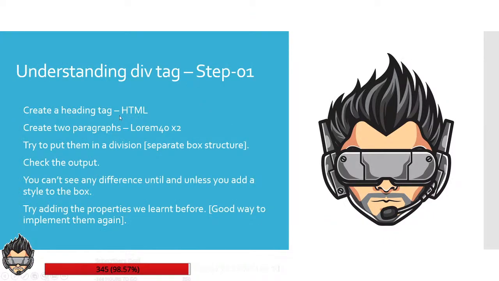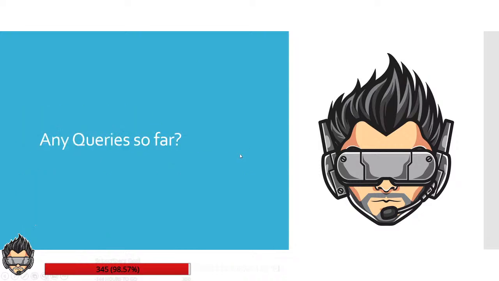So we created a HTML, we created a paragraph, we created a separate division, we checked the output, and we also tried to add the properties that we learned before, the styles, the effects. So now that this is done, do you guys have any queries?